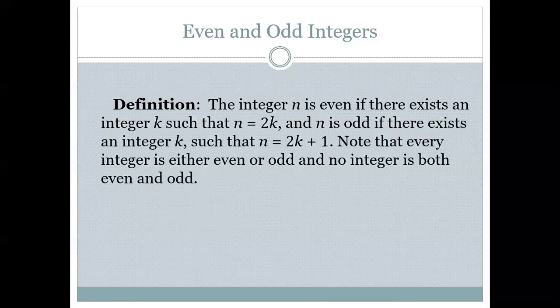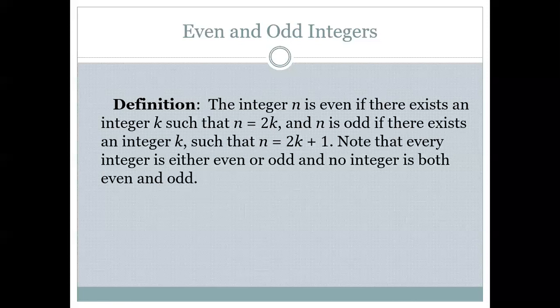Okay, so the integer n is even if there exists an integer k such that n is equal to 2k. And n is odd if there exists an integer k such that n is equal to 2k plus 1. One more than a multiple of 2. We already were doing this. So 29, is that odd? If n is 29, what is the k? 14. 29 is equal to 2 times 14 plus 1. What about 87? Is that odd? Yes. If n is 87, what's the k? 2 times 43 plus 1. So k is 43 in that case.